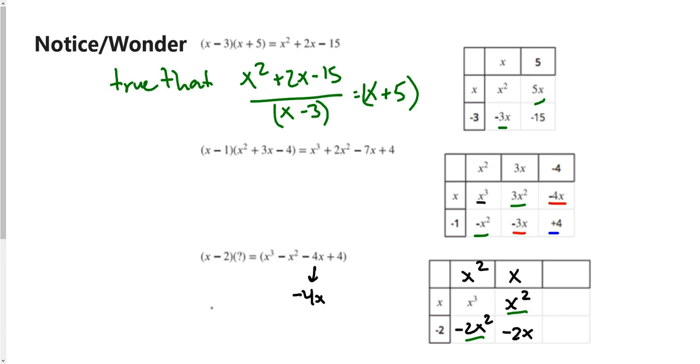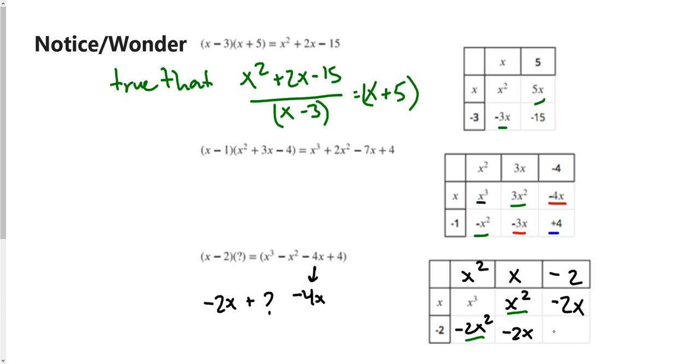But we already have a negative 2x. Negative 2x plus what gives you negative 4x? It looks like it's another negative 2x. Okay, and so those will combine to give you a negative 4x. So what goes up top? x times what gives you negative 2? That must be a negative 2.